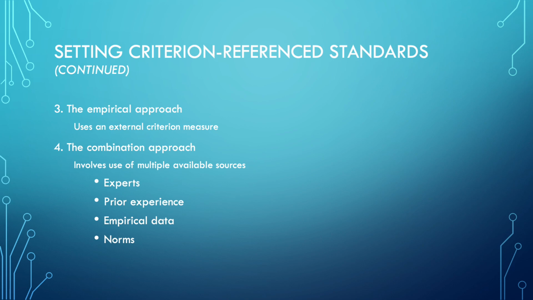For example, a firefighter having to scale a 5-foot wall is necessary to perform their job duties. So that's one of the criteria in order to become a firefighter. If you can't do it, you can't perform your job duties, so you can't pass the test. Or there's the combination approach, which involves the use of multiple available sources, things like experts, prior experience, empirical data, or norms.